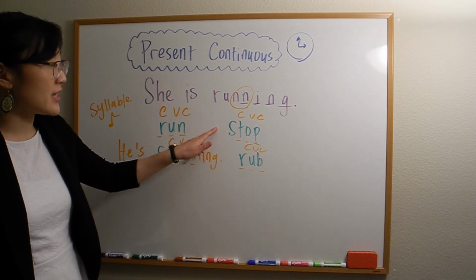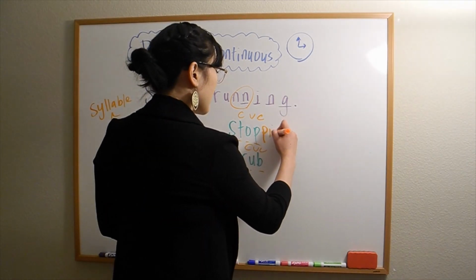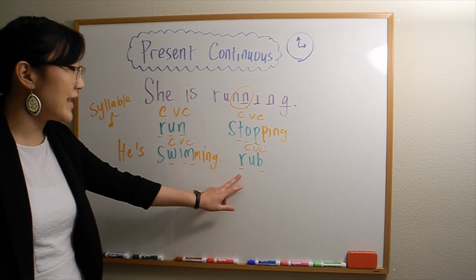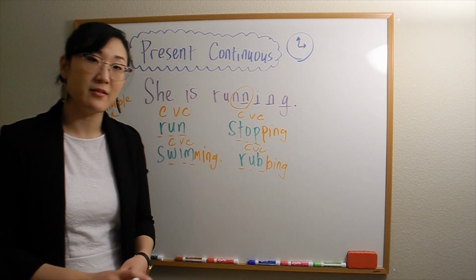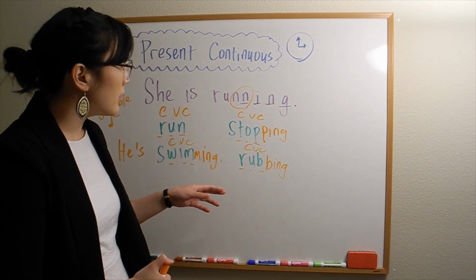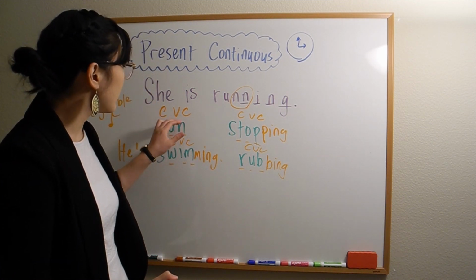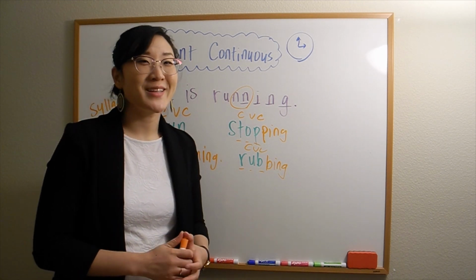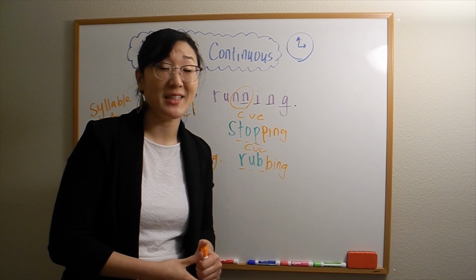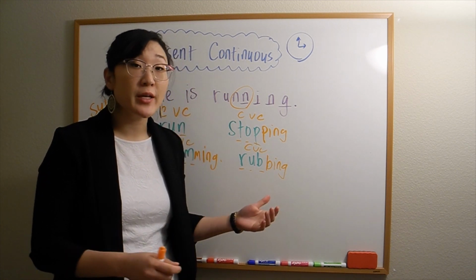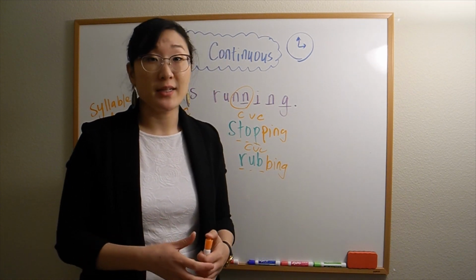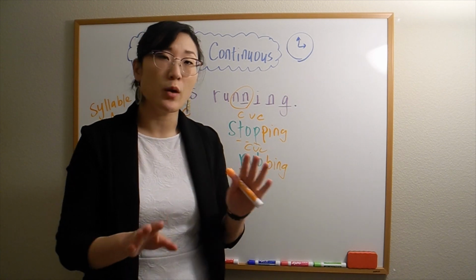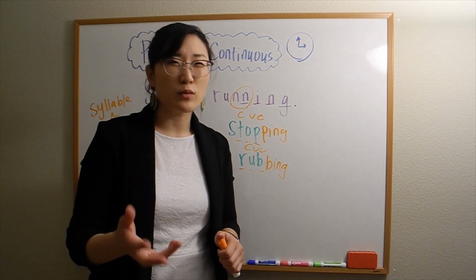Or the policeman is stopping me. Or I am rubbing sunscreen on my skin, right? So you double if the last three letters are consonant, vowel, consonant. The rule is a little bit more complicated though. If you are just learning this for the first time, don't worry about the next part, okay? It will take practice and we can review it again and again, no problem. So let's look at when the rule changes and it's a little bit more difficult.